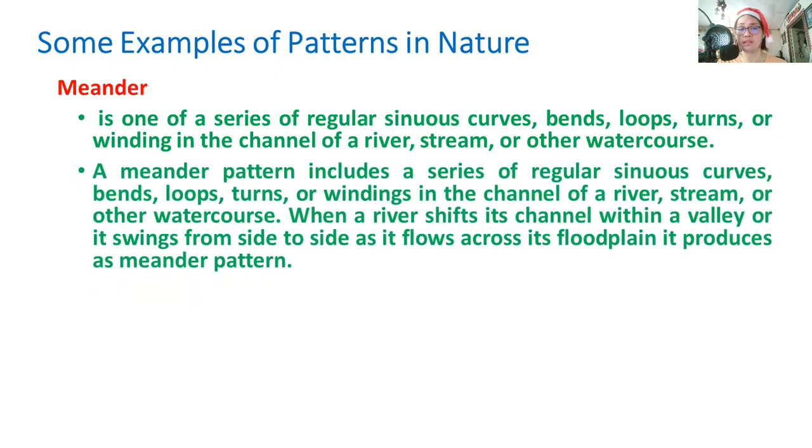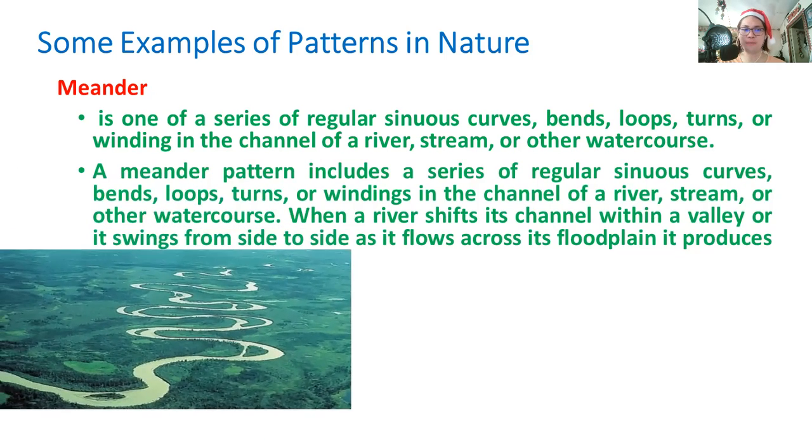In other contexts, a meander pattern includes a series of regular sinuous curves, bends, loops, turns, or windings in the channel of a river, stream, or other water course. When a river shifts its channel within a valley, or swings from side to side as it flows across its floodplain, it produces a meander pattern.